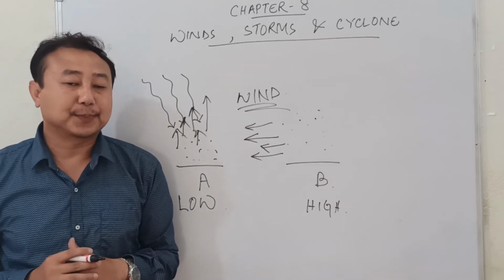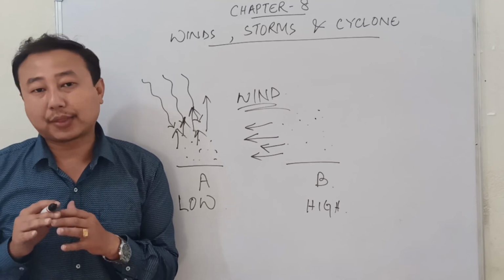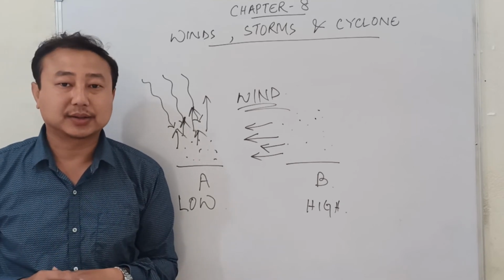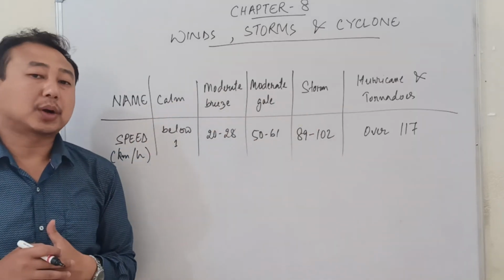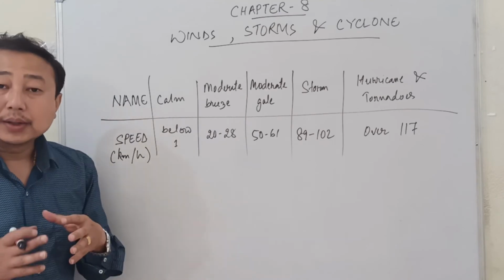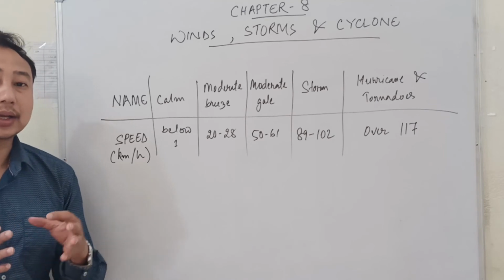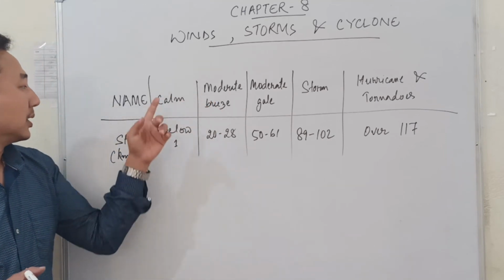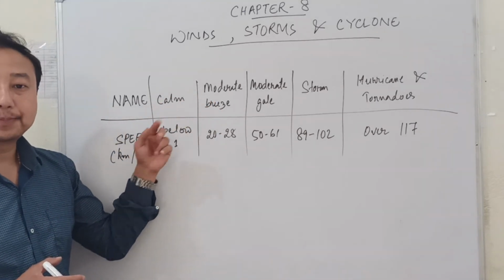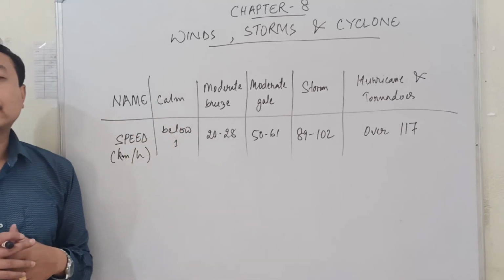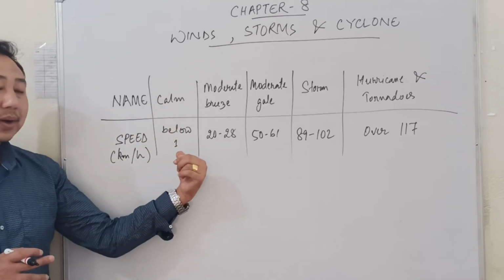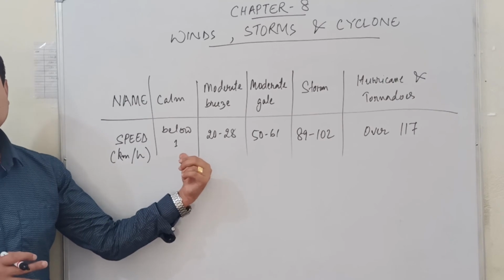Now let us see what different names are given to the wind depending upon their speed. Here are the common names of the wind depending upon their speed. There are many other names, but I have taken some of the common ones. Let us see the first one, calm. Calm is the type of wind which is blowing below a speed of 1 km per hour.